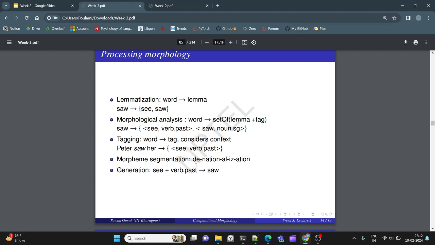DE would be a prefix, and all of these, AL, IZ, and Asian, are suffixes. So upon morpheme segmentation, we obtain this.